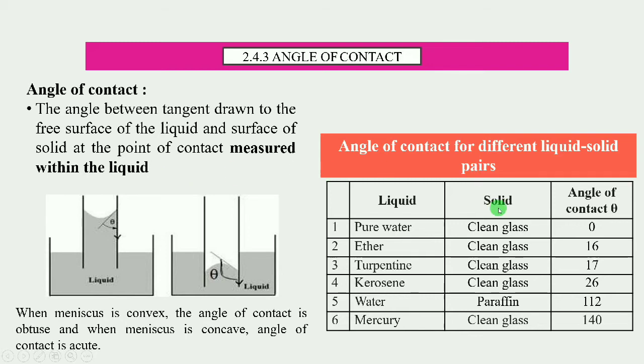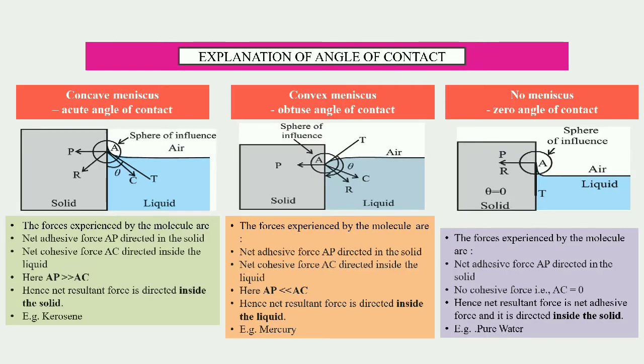Now, the angle of contact changes with the solid-liquid pair. For example, for pure water in a glass container or beaker, the angle of contact is 0. Similarly, for kerosene and glass, the angle of contact is acute, that is 26 degrees, less than 90 degrees. For mercury and glass it is 140 degrees, that is obtuse, greater than 90 degrees. So likewise, the angle of contact changes with the pair of solid and liquid.